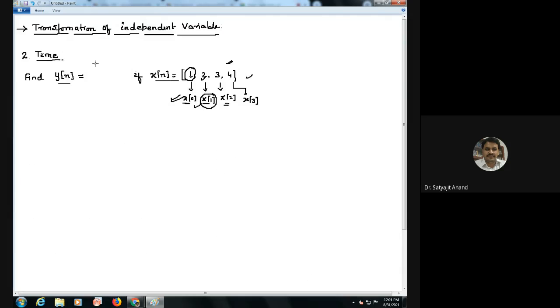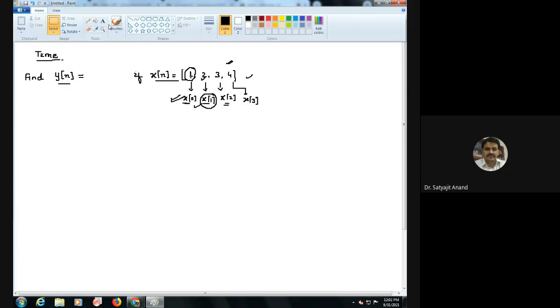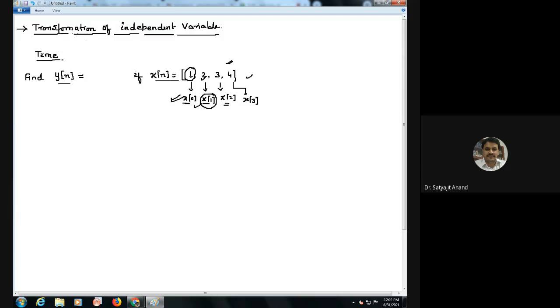Consider the same problem, and now I am considering my case three, which is called time shifting. So this is the third transformation, time shifting. I'm considering this case x[n-1]. This is given to you. You have to find y[n] equal to x[n-1].